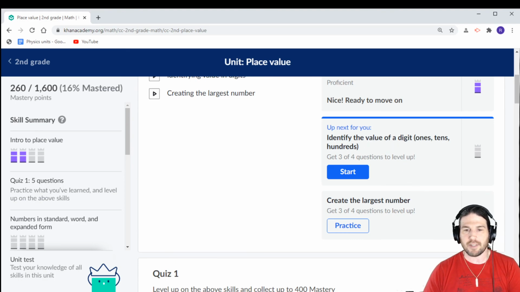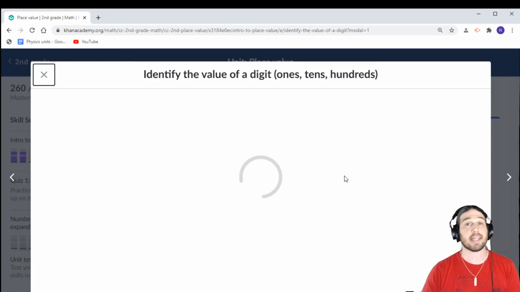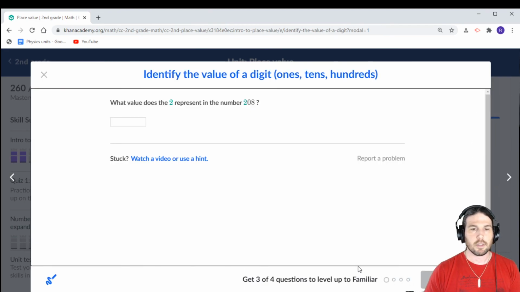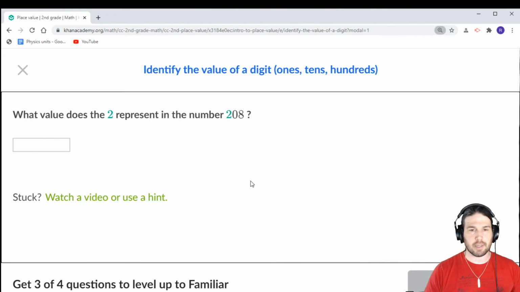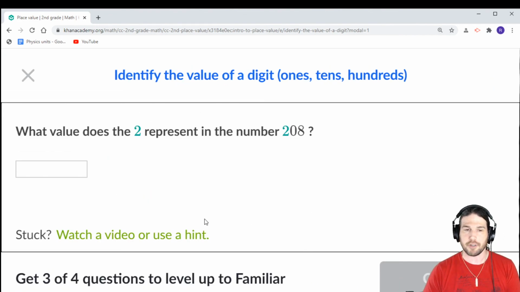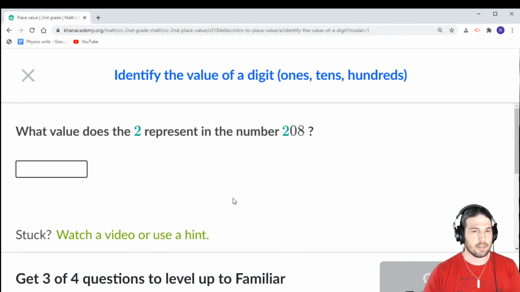Identify the value of a digit, ones, tens, hundreds. I think this one's probably going to be pretty easy, but then again, we are in second grade. So what value, let's zoom in, what value does the 2 represent in the number 208? Well, that looks like it's 200. Right? That's not just a 2, that's actually a 200.